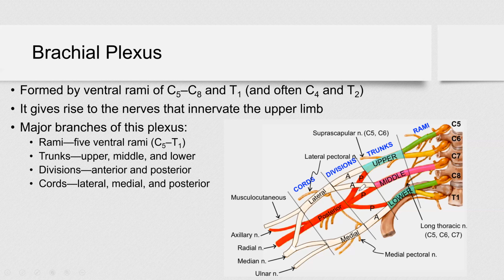Now then this anterior division and posterior division form the cords. And with cords, we have posterior cord, lateral cord, and medial cord. And then we have our peripheral nerves, right? So over here, 5 ventral rami, C5 to T1, then trunks. The rami are pretty much roots, like a tree. So we have roots, then trunks, upper, middle, and lower, then divisions, anterior and posterior, and then cords, lateral, medial, and posterior. And then we have peripheral nerves.